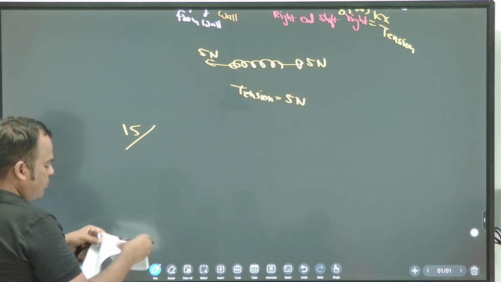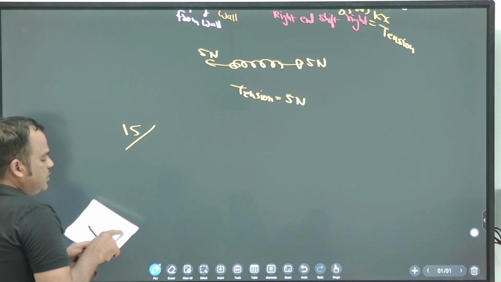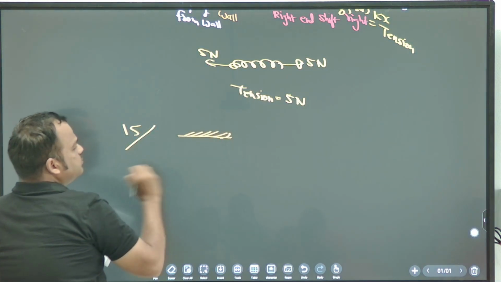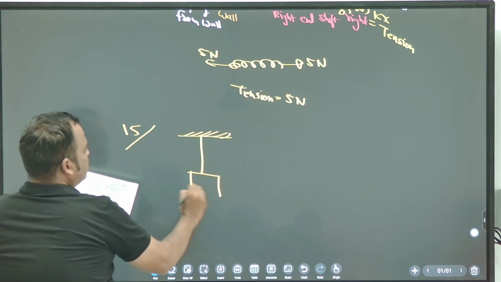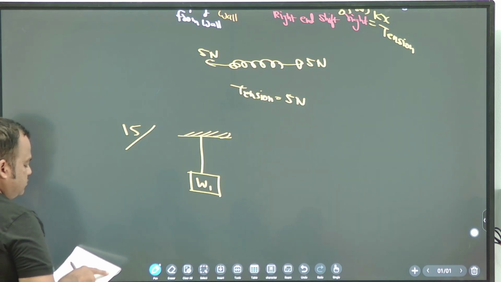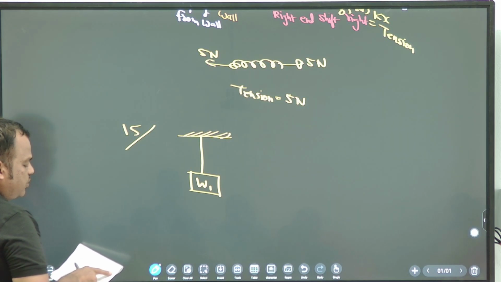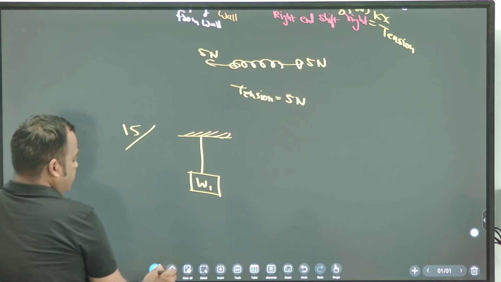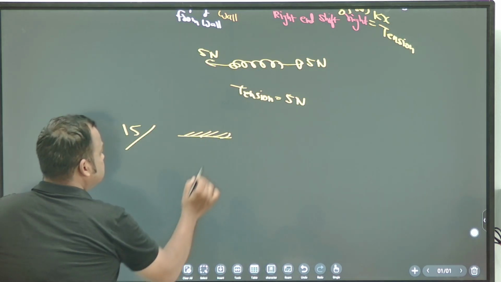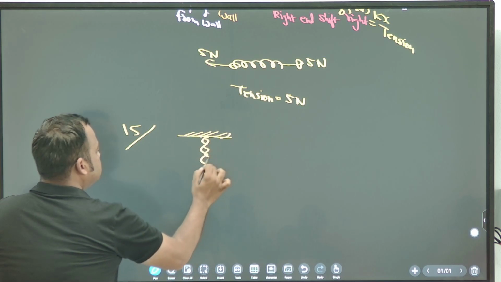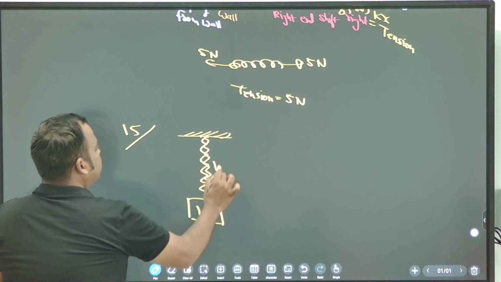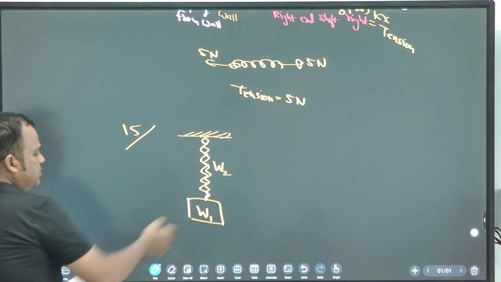Body of weight W1 suspended from ceiling. This is the ceiling. So ceiling, body of weight W1. So this is W1. Through a chain of weight W2. Okay, so there is a chain. This is the chain. Weight of chain is W2, weight of box is W1.